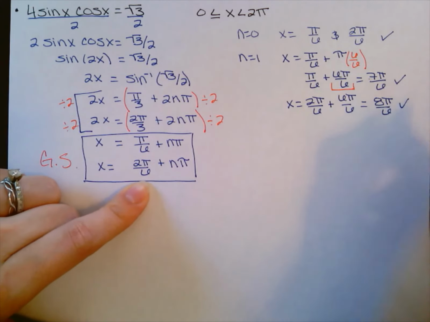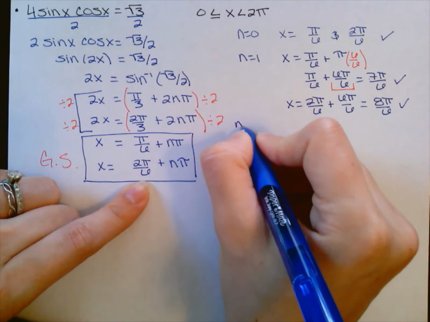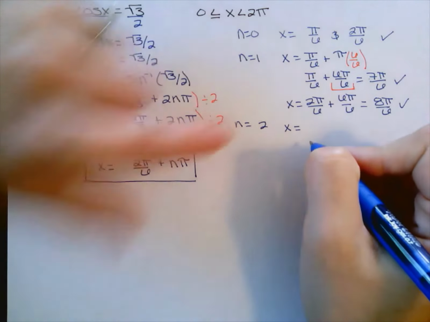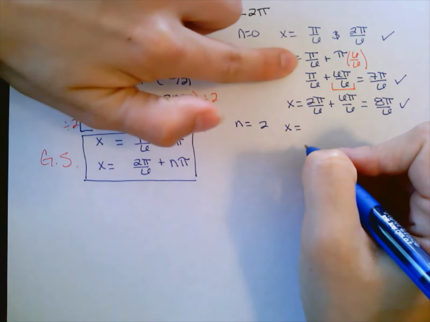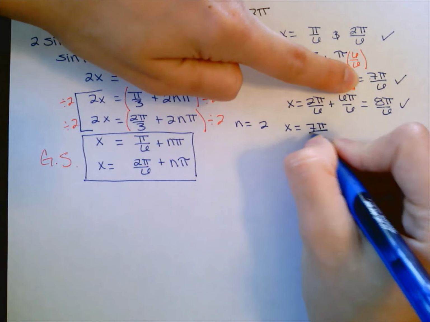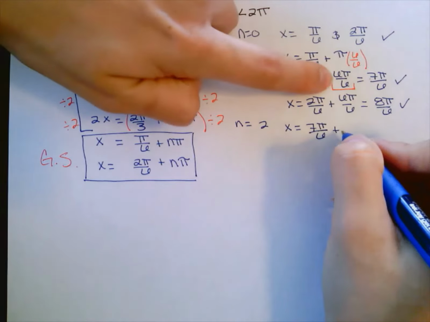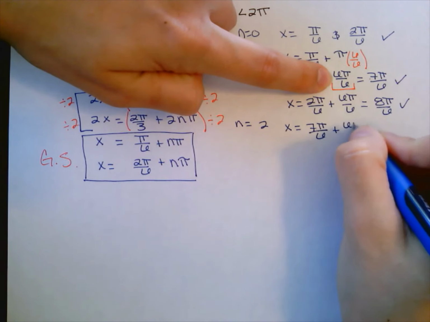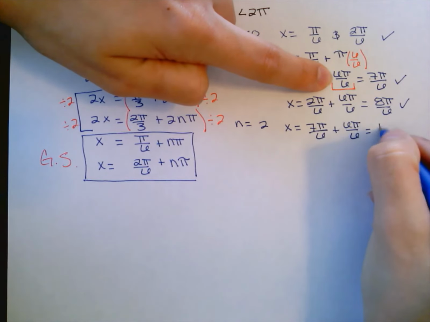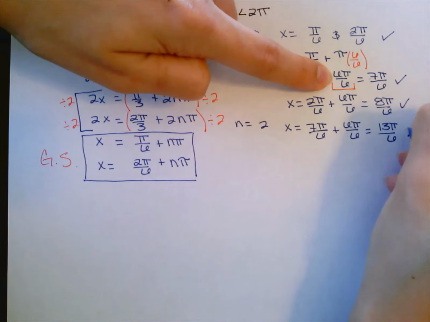Let's keep going. When n is 2, to my previous answer, I need to do it for both. So to my previous answer here, I had 7 pi over 6, and I'm going to add my common denominator, which was 6 pi over 6. 6 and 7 make 13 pi over 6. I surpassed that 12, so this one is too big.